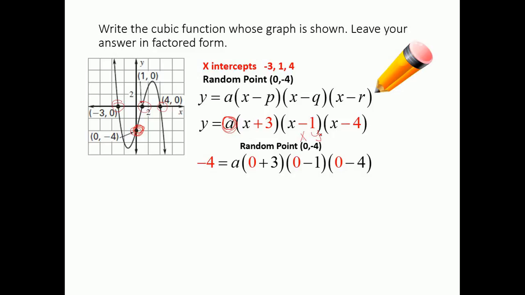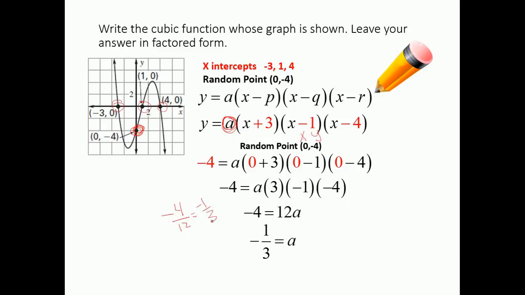Now it becomes a simplification problem. Let's simplify each of the parentheses. I get a 3, a -1, and a -4. Then multiply everybody together: 3 times -1 is -3, times -4 we should get positive 12, right? Still solving for a though, so divide by 12. I get -4 over 12, which is -1/3, right?